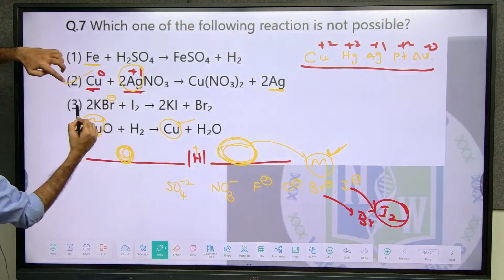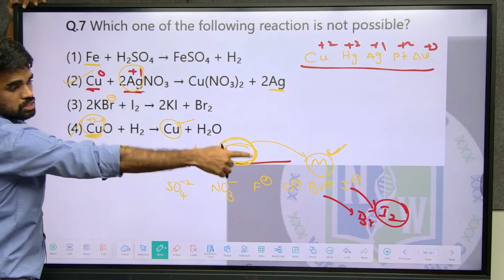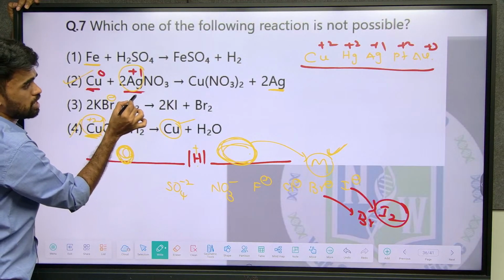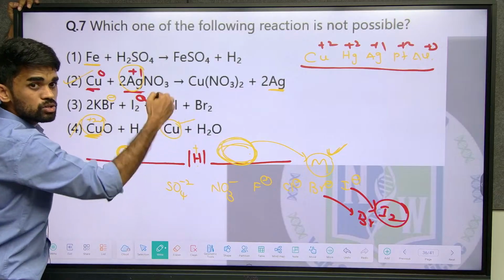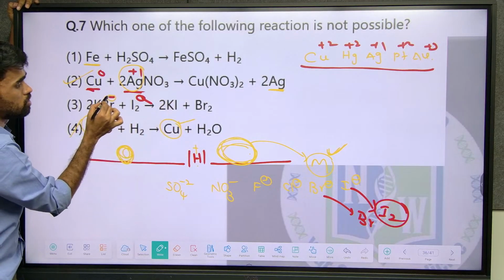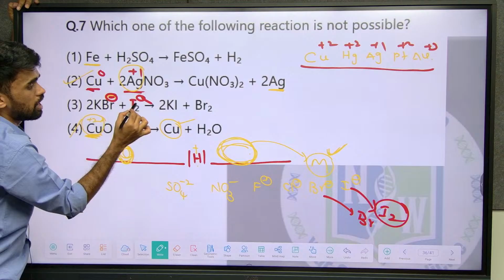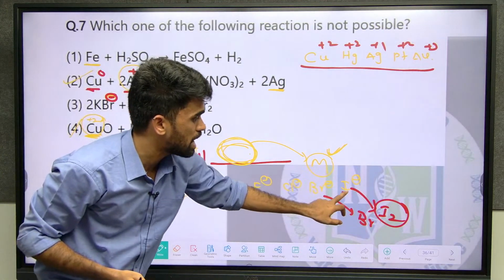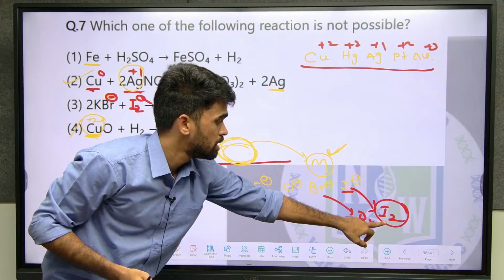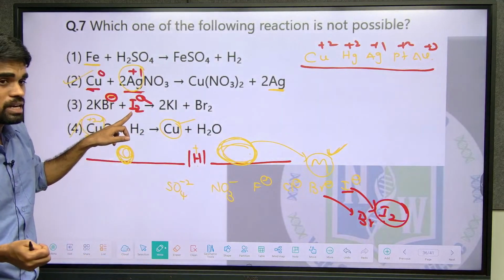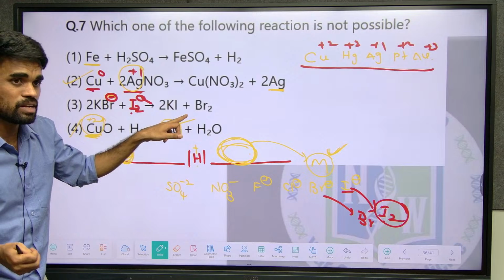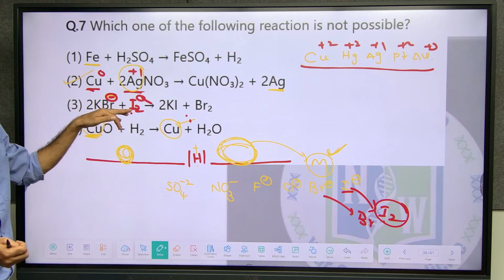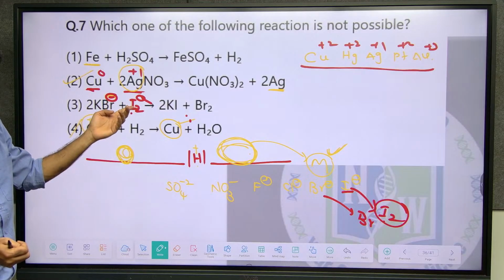See, who is at this last? I2. So here if there is I minus, I2 can come out. But here what we have? Br minus and I2. So who will come out first? If there is I minus, I2 will come out. But do we have I minus here? So it means there is no change here. So Br minus remains as it is, because I2 as it is we have now.